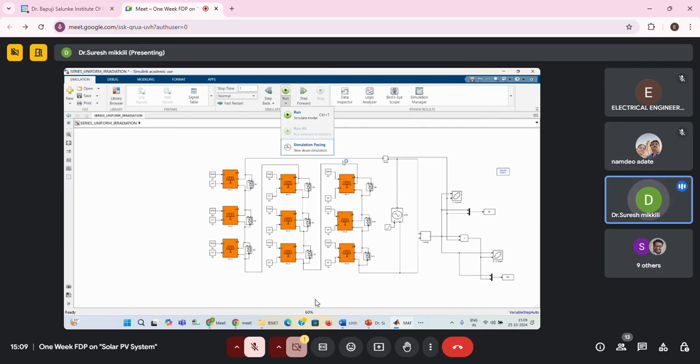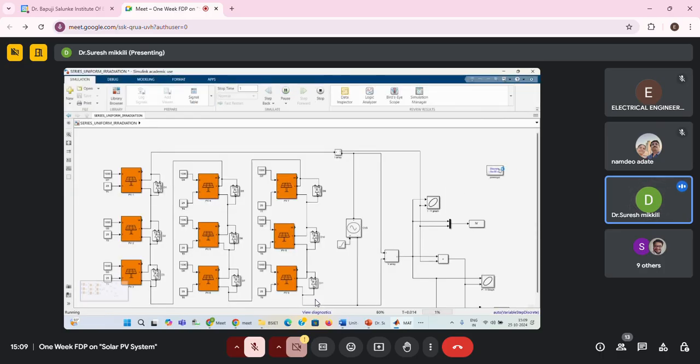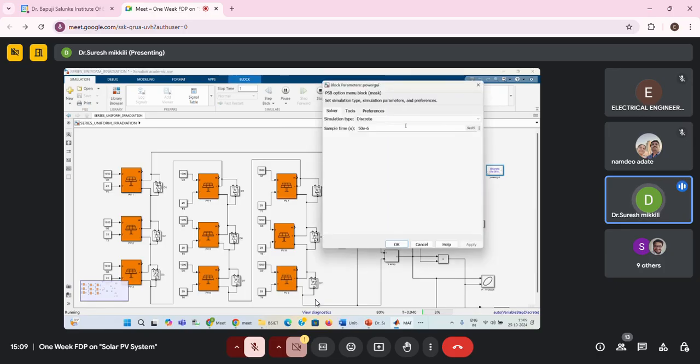And one more important, everyone knows it. So there is graphic user interface, discrete, it has to be connected. You know, no, I hope. So here I have taken power GUI block. Power GUI block I have taken in discrete 50 e power minus 6.